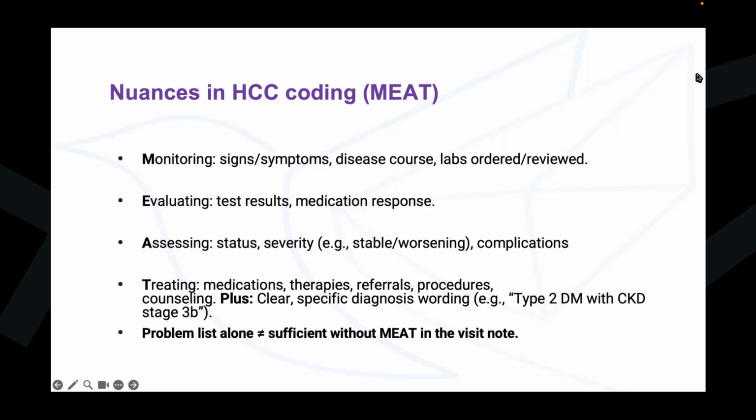So, the meat part: nuances in HCC coding. It's not just a matter of looking at the conditions. The providers actually have to report and provide certain documentation for each and every condition, which means they have to monitor it. They have to make sure that whatever is billed and whatever code they have suggested is backed by the MEAT criteria, which is monitoring, evaluating, assessing, and then treating. For example, for diabetes, they have to mention things like the lab results were high.